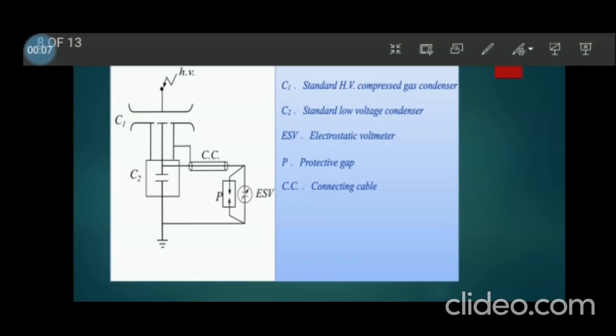The circuit diagram consists of two capacitors. Capacitor C1 is a standard high voltage compressed gas condenser. It is a 3-terminal capacitor. The third terminal is used for shielding of this capacitor with respect to any stray capacitances present nearby.